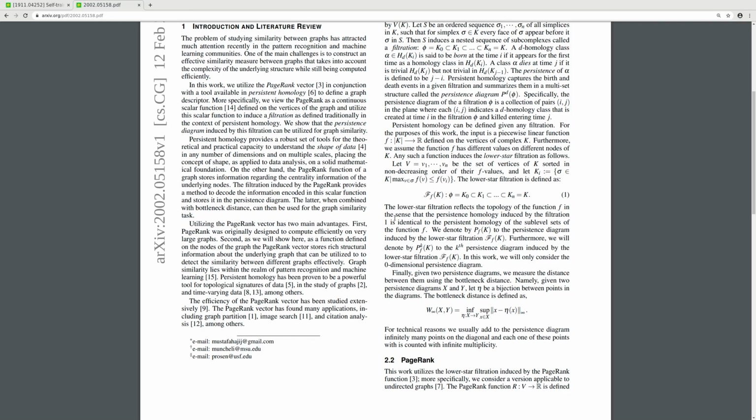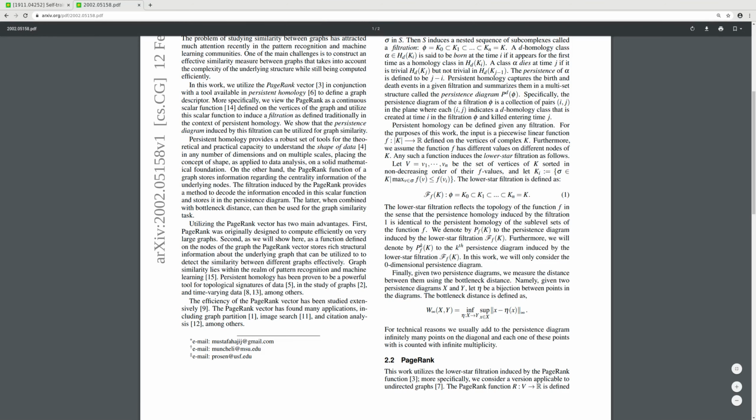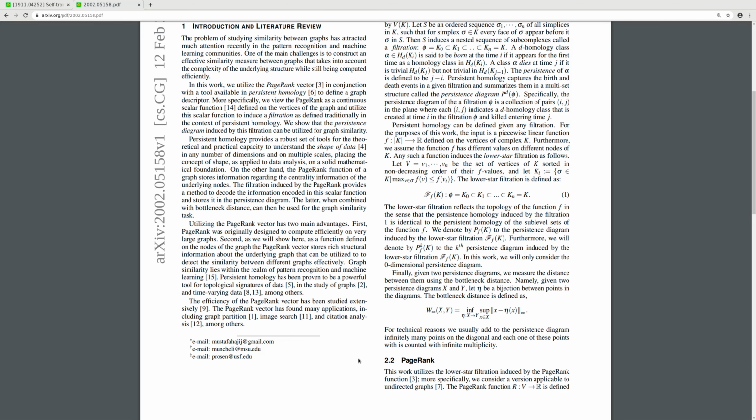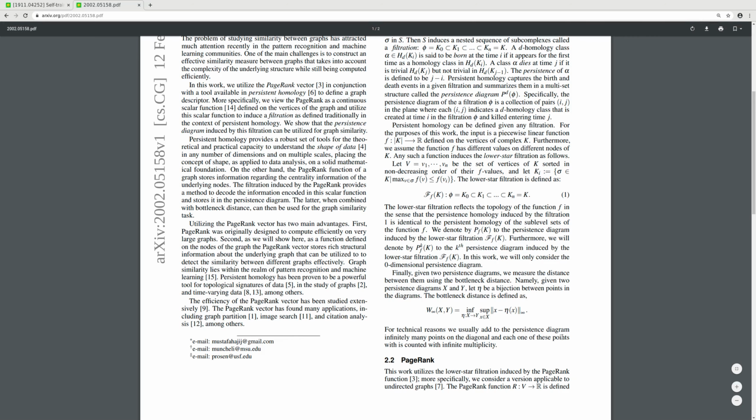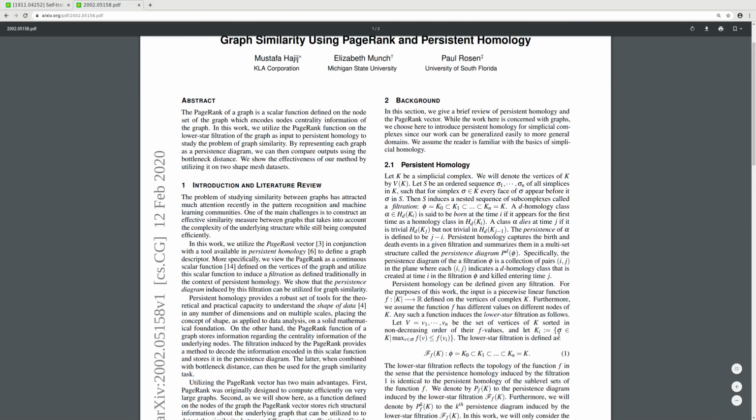Graph similarity lies within the realm of pattern recognition and machine learning. Persistent homology has been proven to be a powerful tool for topological signatures of data, in the study of graphs too, and time-varying data, among others. The efficiency of PageRank vectors has been studied extensively. The PageRank vector has found many applications, including graph partition, image search, and citation analysis, among others.